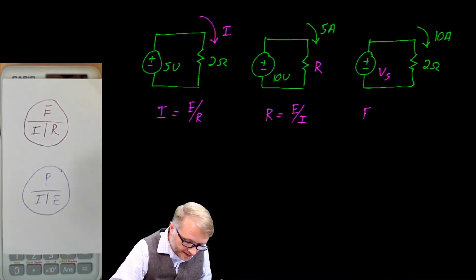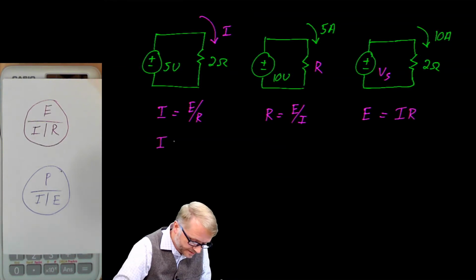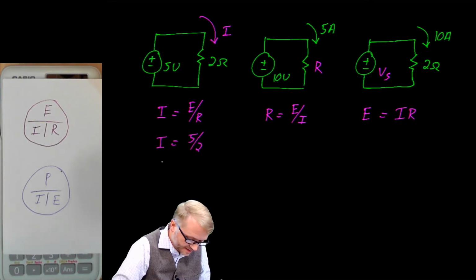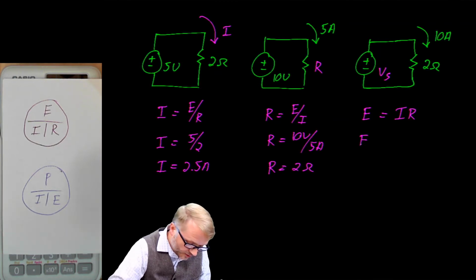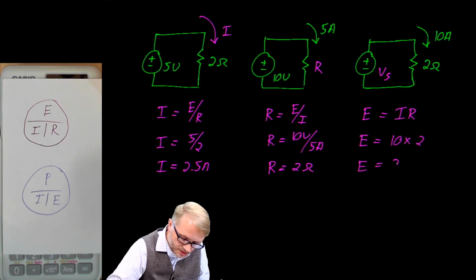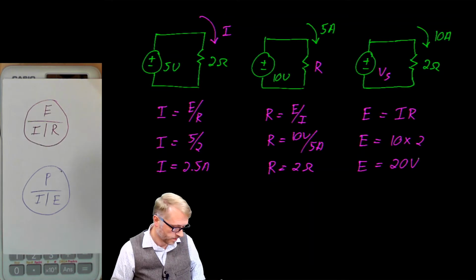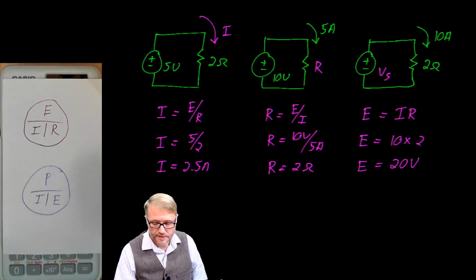And finally, E is IR. Plugging in the variables, 5/2, so the current in that particular circuit is 2.5 amps. Here, it's 10 volts over 5 amps. So the resistance is 2 ohms for that circuit. Here, the voltage is 10 times 2, so the voltage is 20 volts. It's Ohm's law. You have 3 variables, you're given 2, and you'll be asked to find the third.